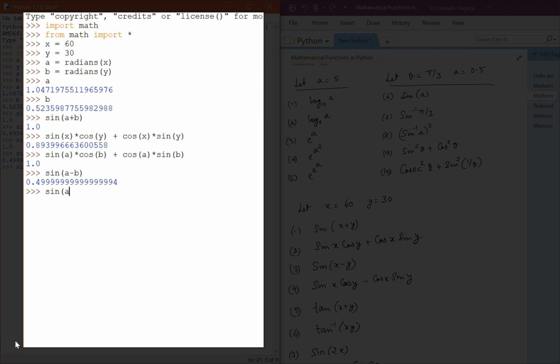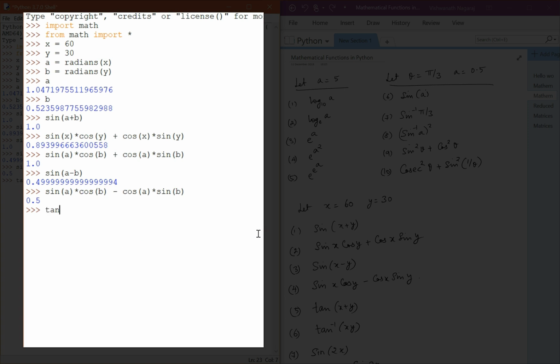Sine A times cos B minus cos A times sine B gives 0.5. Now they should actually be exactly equal, but some level of approximation has taken place here. So 0.49999 is equal to 0.5 for all practical purposes.